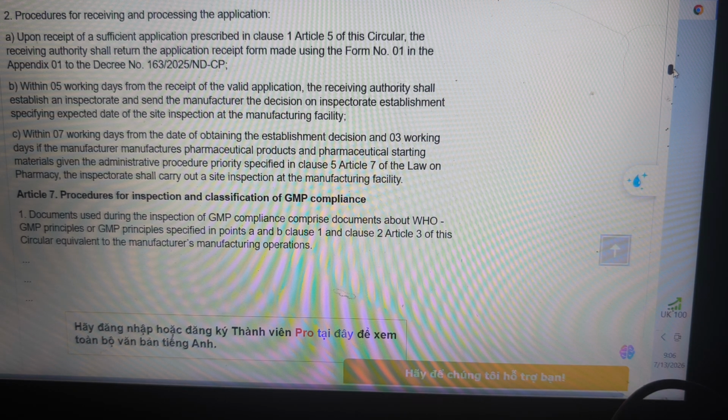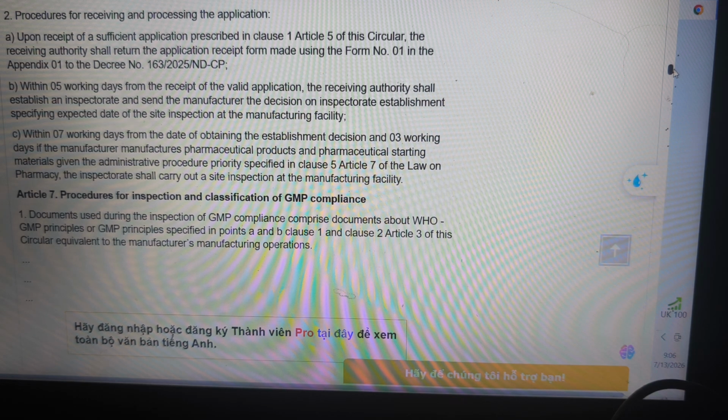Working days if the manufacturers manufacture pharmaceutical products and pharmaceutical starting materials, if the administrative procedures are as specified in Clause 5, Article 7 in the Law on Pharmacy. The inspectorate shall carry out a site inspection at the manufacturing facility.